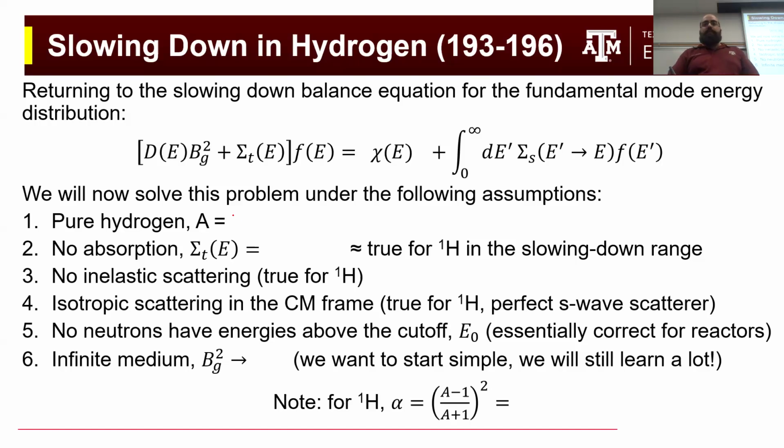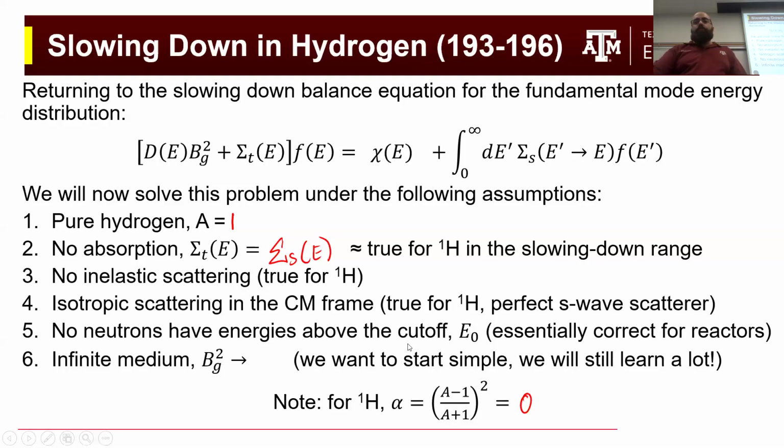So if it's pure hydrogen, that means big A is 1. And therefore it means alpha equals 0 if big A equals 1. And for hydrogen, at least in the slowing down range, we can assume that there's no absorption, which means that sigma total would just be sigma scatter as a function of energy. It means that sigma A is basically 0 in the slowing down range. For hydrogen, it's true that it basically doesn't do inelastic scattering. It's a perfect S-wave scatterer. And that's point number 4, that its scattering is isotropic.